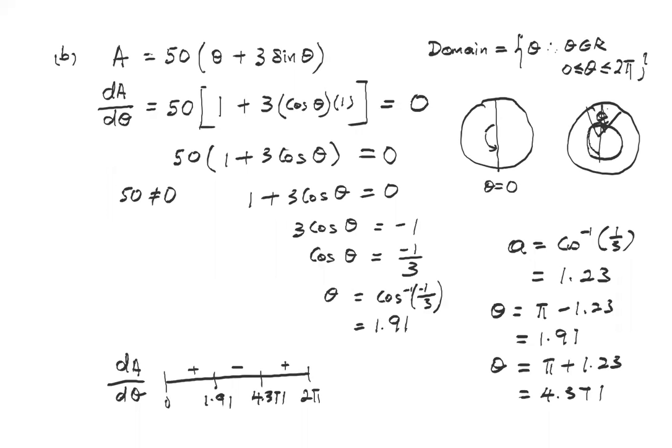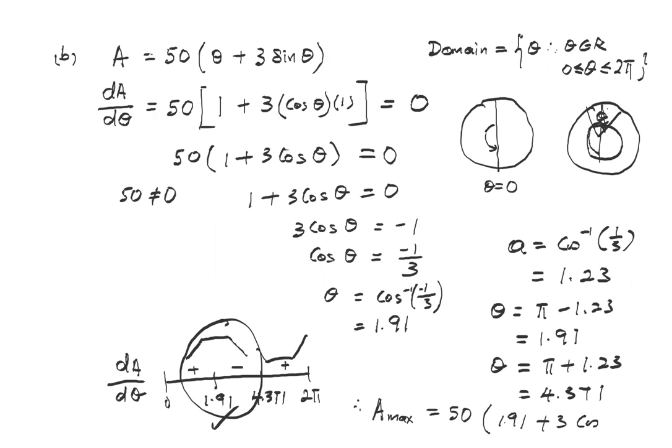So you want maximum, correct? So maximum happens here. This one is minimum, right? So maximum happens when theta equals 1.91. Are you clear? Okay, find theta such that the area A is a maximum and find the area A in this case. So therefore, the maximum area is equal to 50, with theta 1.91, plus 3 sin 1.91. So you get the answer.